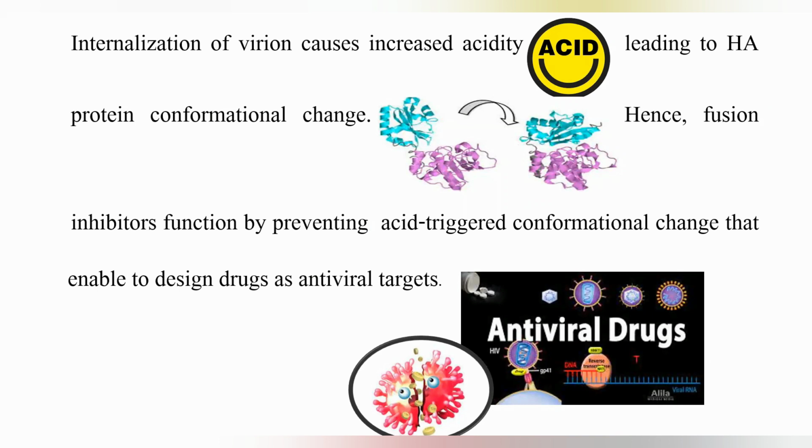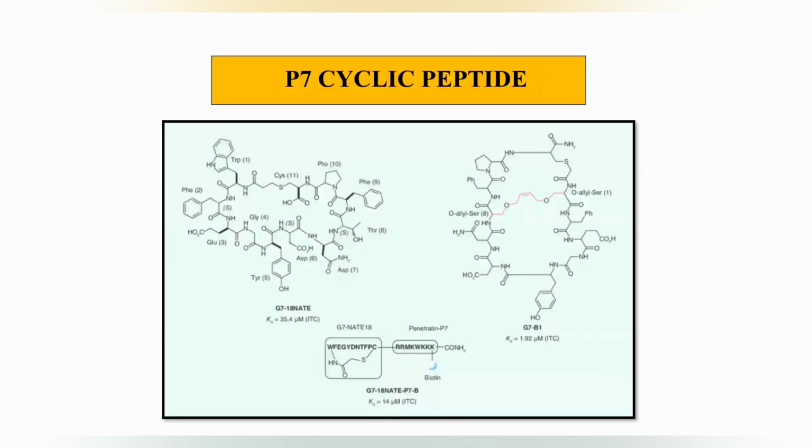So what do scientists do, and what have they discovered is that these particular fusion inhibitors, how do they function? They function by preventing this acid-triggered conformational change, which then enables them to incorporate these fusion inhibitors when designing antiviral drugs to combat influenza A virus. So the first fusion inhibitor which I'd like to talk about is the P7 cyclic peptide, which is currently in the status of being a potential fusion inhibitor to be incorporated into drugs to combat influenza A virus.